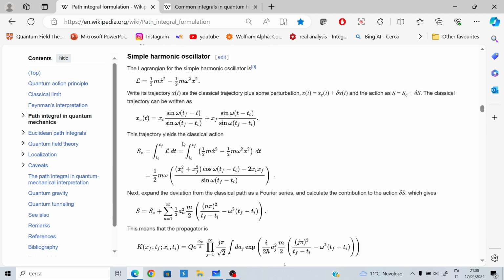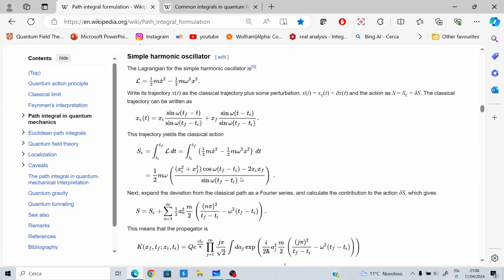And then you can also put this expression xc of t inside the Lagrangian. So you can consider this function. You can take this derivative x dot and square it to find the kinetic energy and also the potential energy. And you can carry out this integration that you can see here. When we integrate from ti to tf, we can perform the integral, and here you get the classical action.